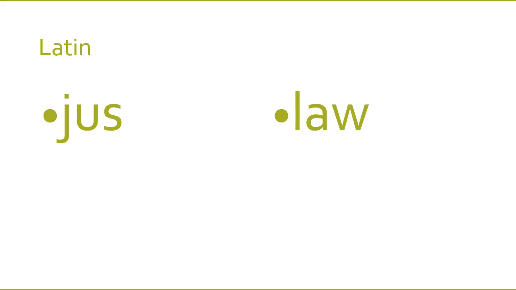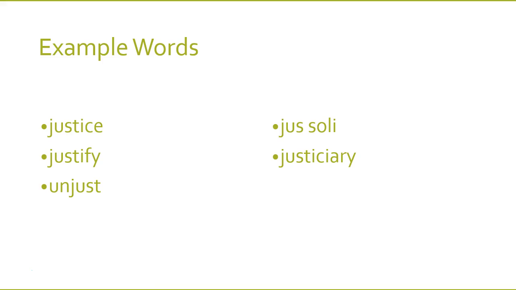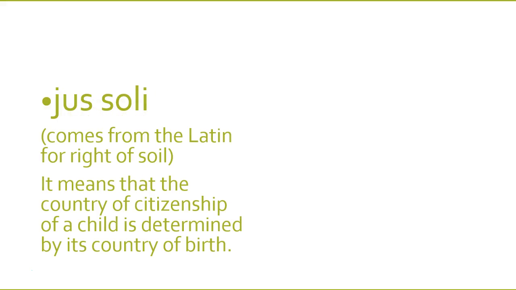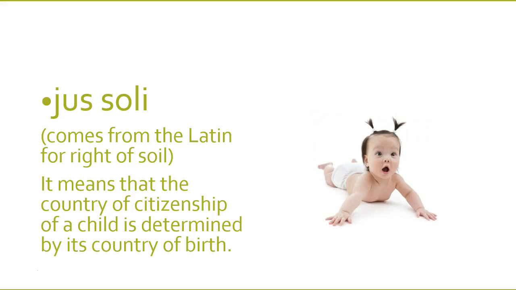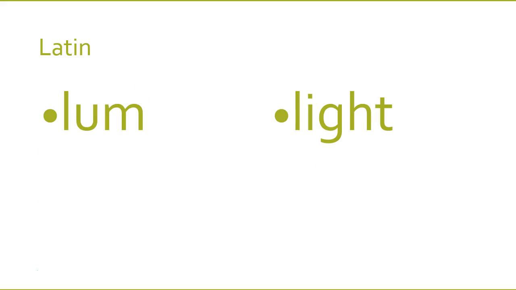Our next stem is jus. Jus means law. This is where we get words like justice or justify. I want to talk about this one, jus soli. Jus soli is a legal term. It comes from the Latin that means the right of the soil. So what it basically means is the country of citizenship of a child is determined by the country where the child is born.